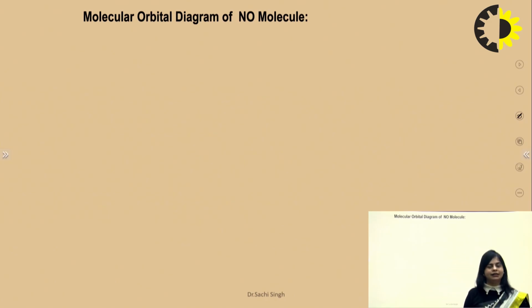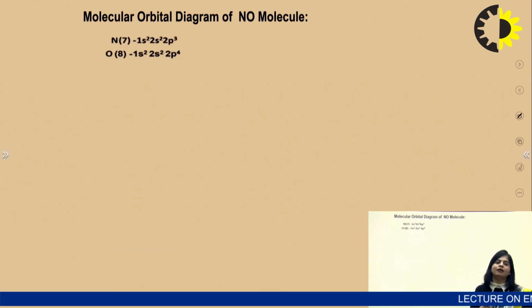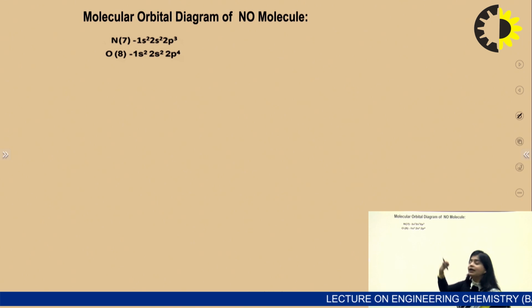First example is the NO molecule. The NO molecule is heterodiatomic because it is made up of two different atoms. One is nitrogen, the other one is oxygen. In nitrogen, as we all know, the atomic number is 7.